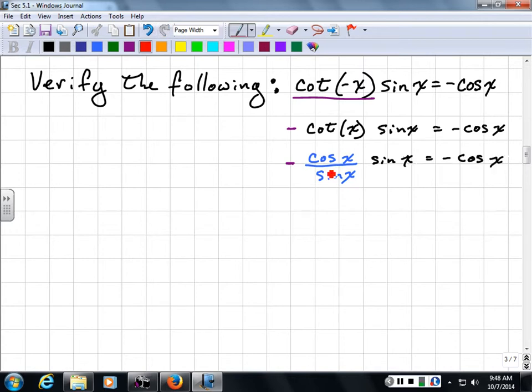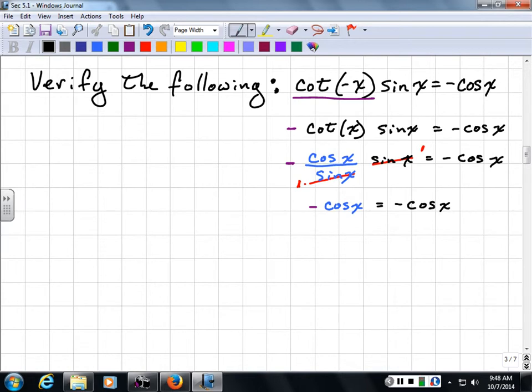I now note that I can take this sine of x and divide with that sine of x, and we'll put a 1 there for both of them, which means that I have negative cosine of x, and I have just shown that it is in fact equal to negative cosine of x. In other words, I'm simplifying what's on the left so that it looks like what's on the right.